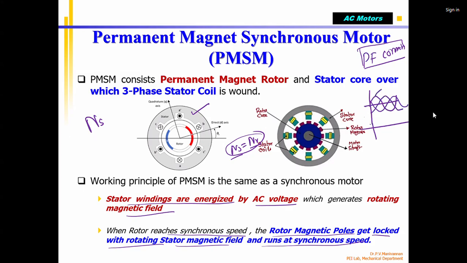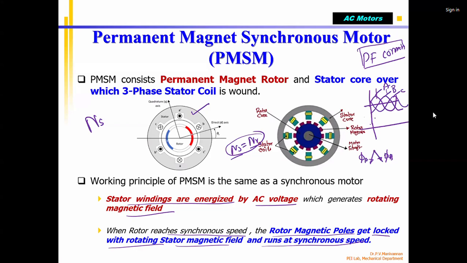Correct? So this is A phase, this is B, this is C. The phase difference is 120 degrees. Because of that, at any given instant, two phases will be acting, and I told you the magnetic flux generated by each phase. This is phi A, this is phi B, and phi C is 0.